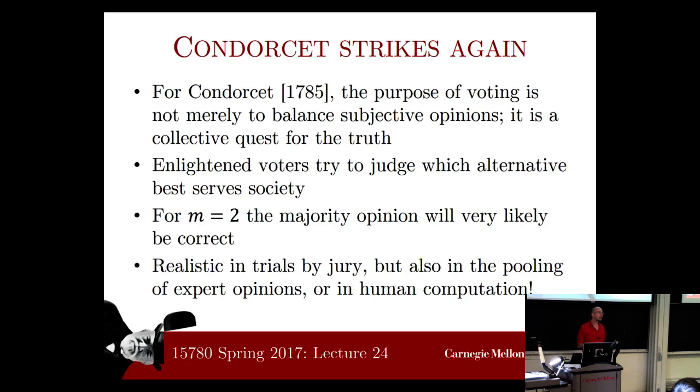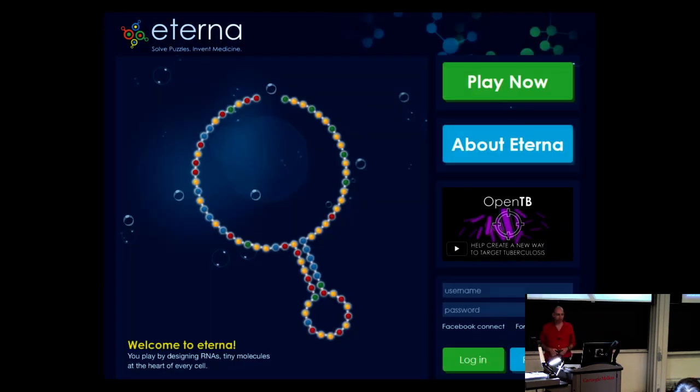So I want to give you two concrete examples in which voting in a situation where there is a ground truth makes a lot of sense. One example that I really like is a citizen science game called Eterna, which was developed at CMU and Stanford. Some of you may have heard of Foldit, which is a related game. It came before Eterna, and Eterna has some additional really nice features.